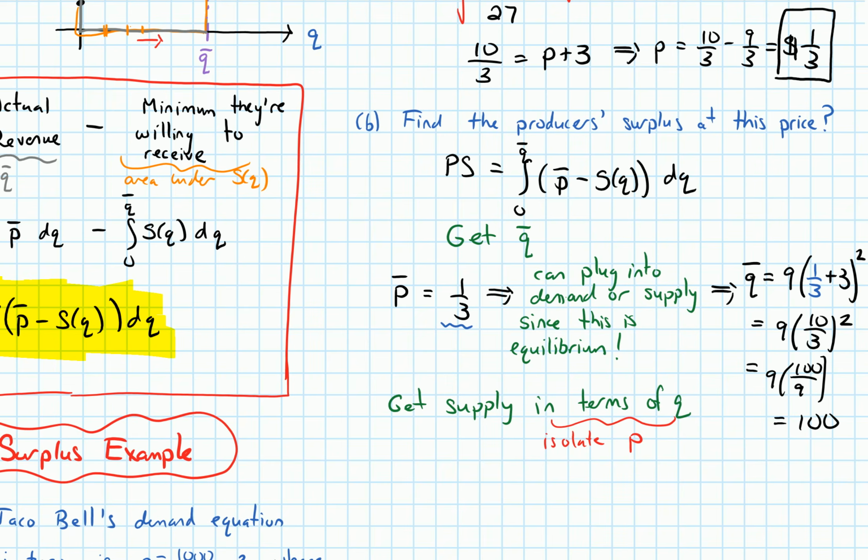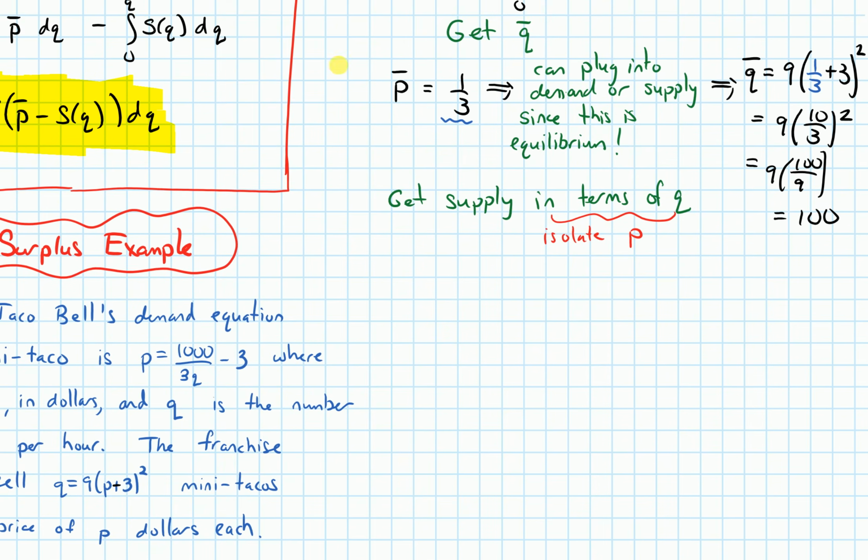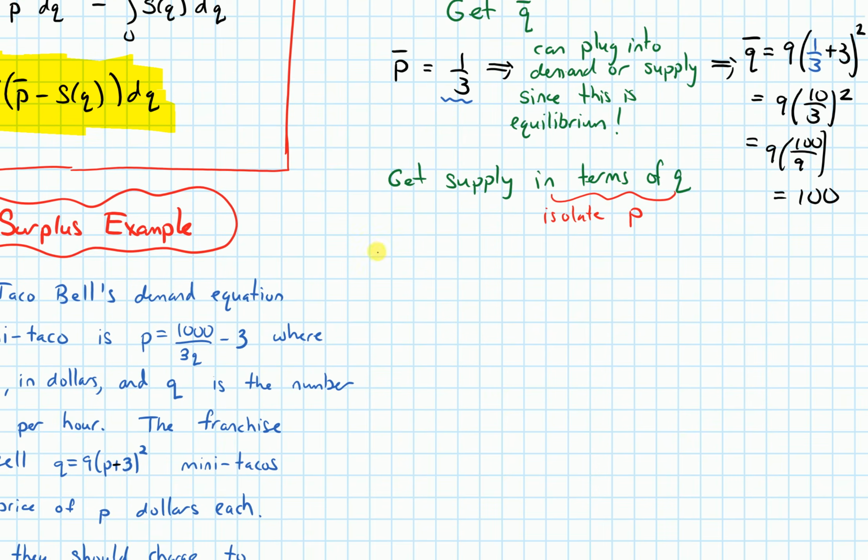Alrighty, so let's scroll down and give ourselves some room here. So the equation, our supply equation, is Q equals 9 times (P plus 3) squared. So let's isolate the P. First I'll divide by 9 and get Q over 9 equals (P plus 3) squared. And then I could square root both sides. So that'll give me the square root of Q over 9 equals, on the other side, P plus 3.